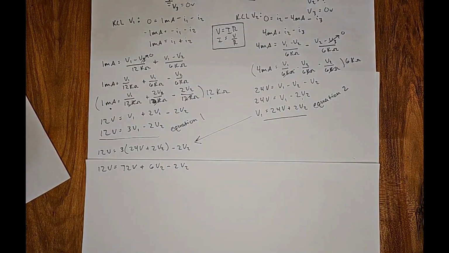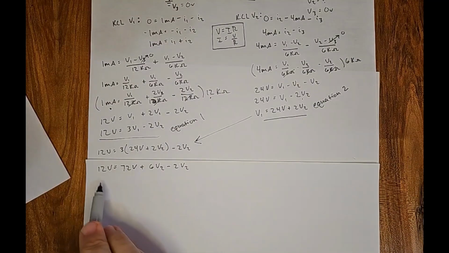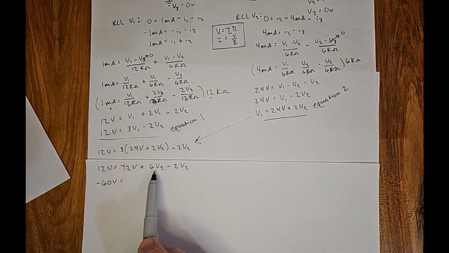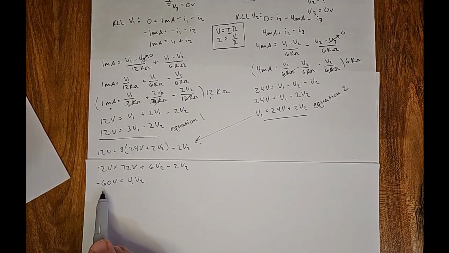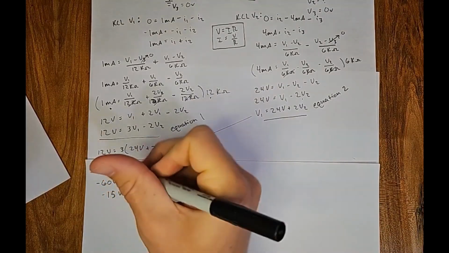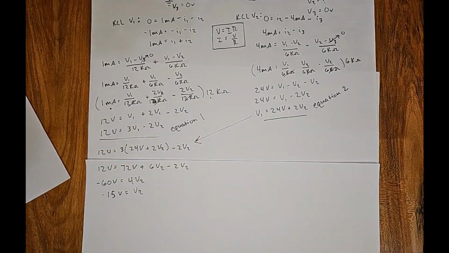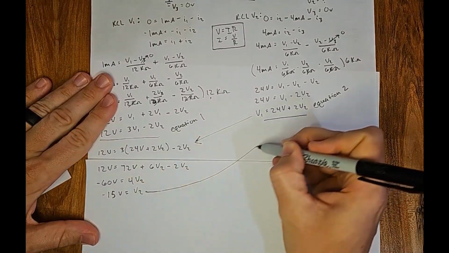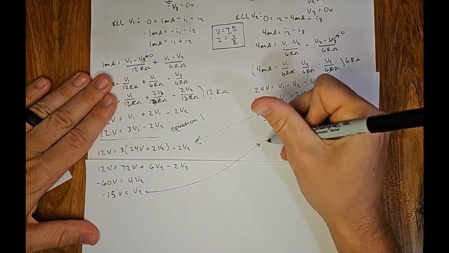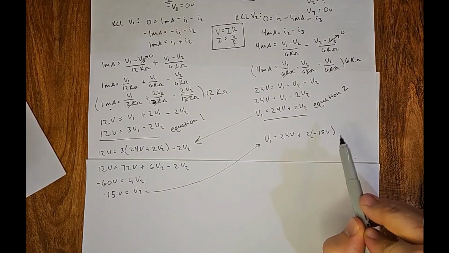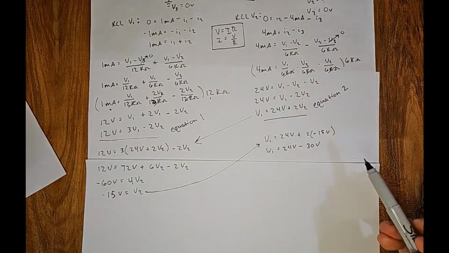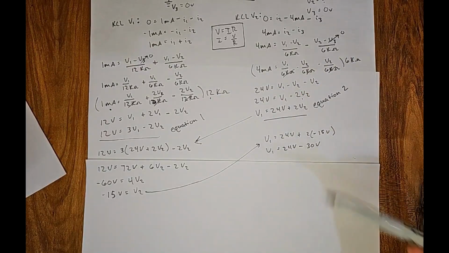Distribute 3 and simplify. We're going to subtract 72 over and get negative 60. And then we'll do 6V2 minus 2V2, which of course is 4V2. What's negative 60 divided by 4? Negative 15 volts equals V2. So let's just plug that back in. And we'll solve for V1. That turns into V1 equals 24 volts plus 2 times negative 15 volts, which simplifies to V1 equals 24 volts minus 30 volts.